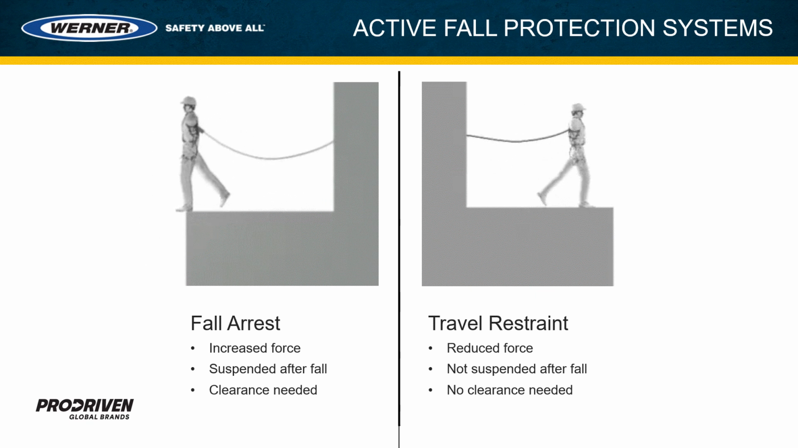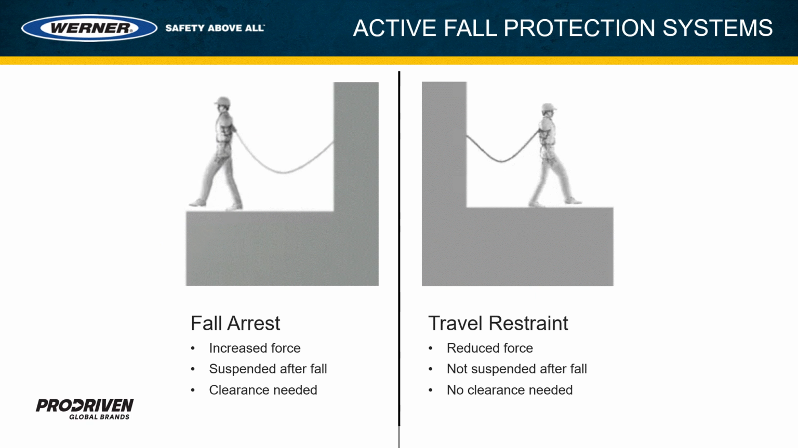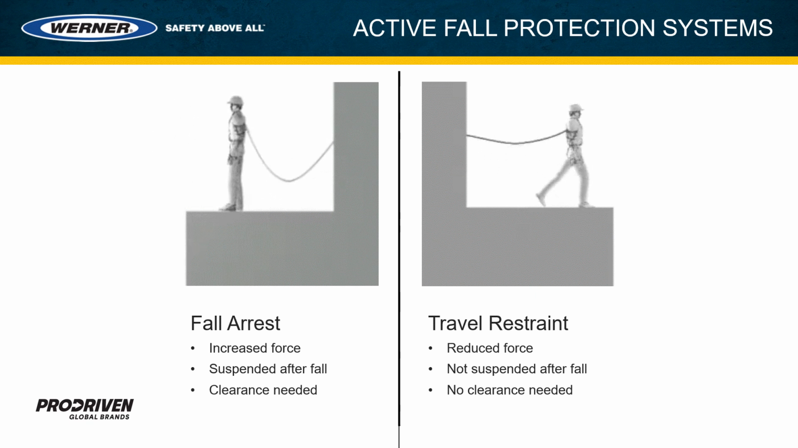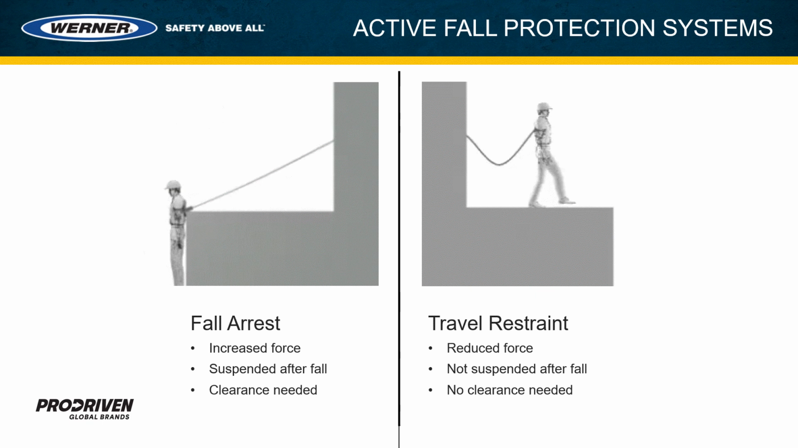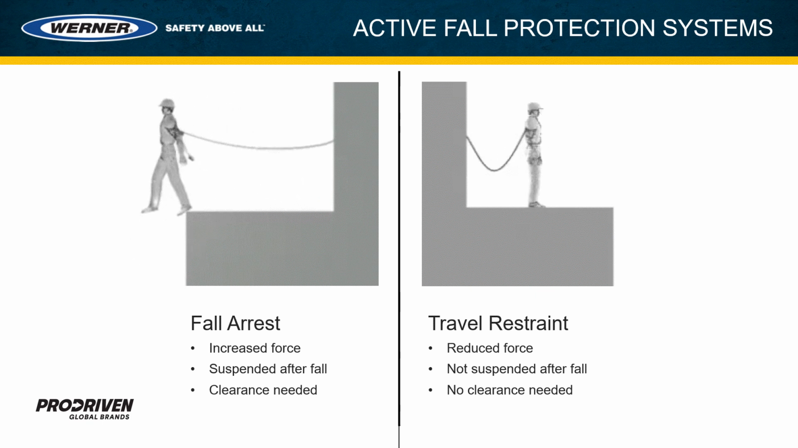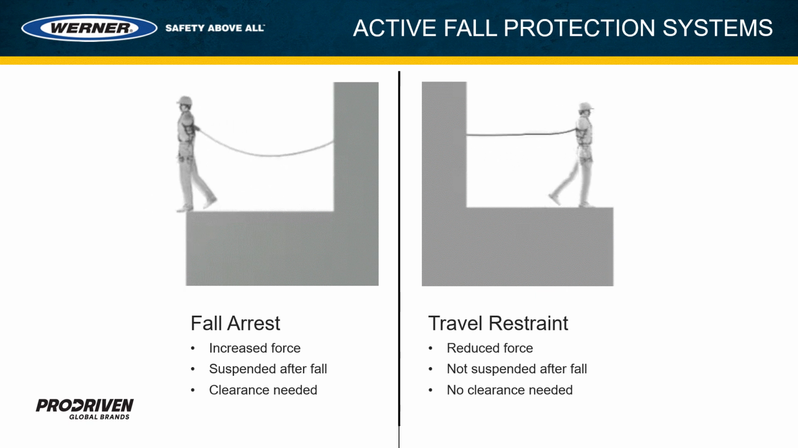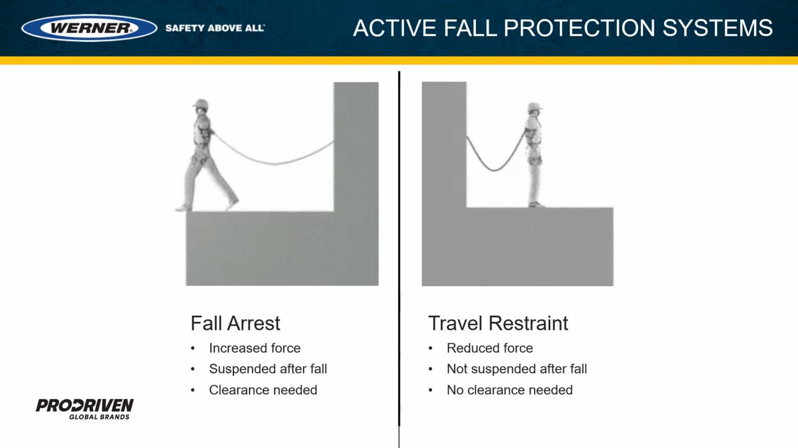In travel restraint, the worker is anchored and connected to the anchor in a way that they are unable to reach past the edge of the fall. For a fall arrest, we're allowing the worker's range of travel to go past the edge, and they will be anchored and connected in a way that allows a fall to happen, but arrests it, and they will be left suspended.